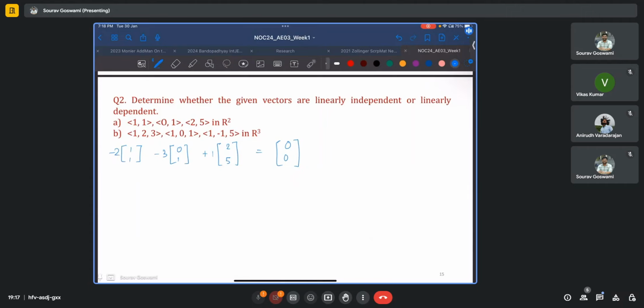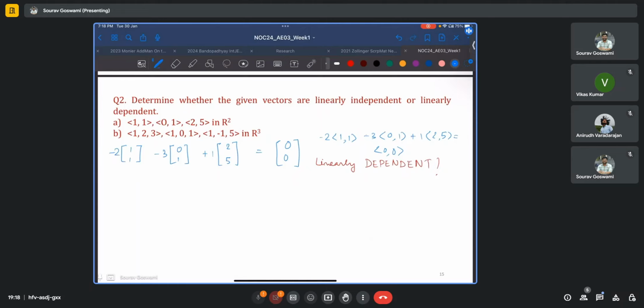So I see that for this set of coefficients, which are not all 0, minus 2 times (1, 1) minus 3 times (0, 1) plus 1 times (2, 5) is indeed (0, 0). Thus, the set is linearly dependent. Finding just this one set of coefficients is sufficient.